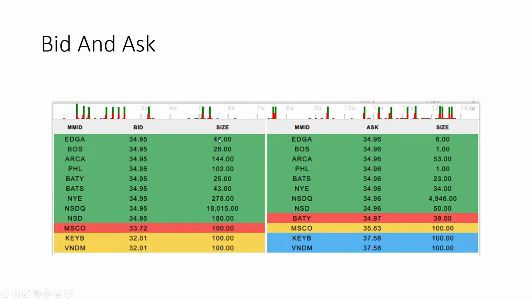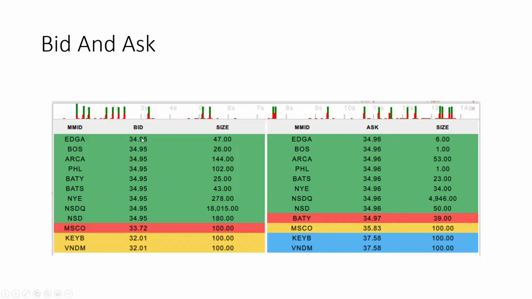These are the amount of shares that are coming in. So to explain this, from this exchange right here, this location, someone is bidding $34.95, and they want 47 shares at that particular price. That's their bid. On this side, somebody from this exchange is asking $34.96 for their shares, and they have 6 shares available that they are willing to sell.